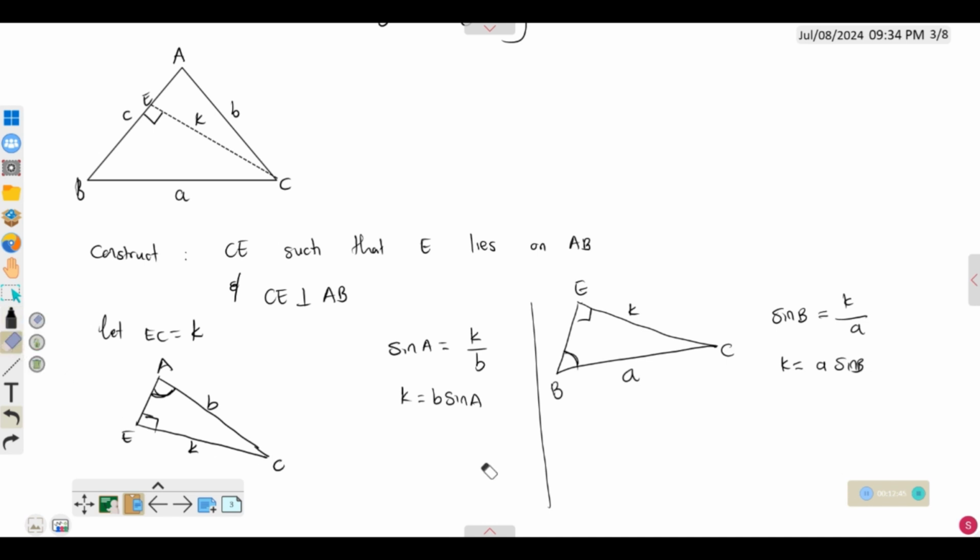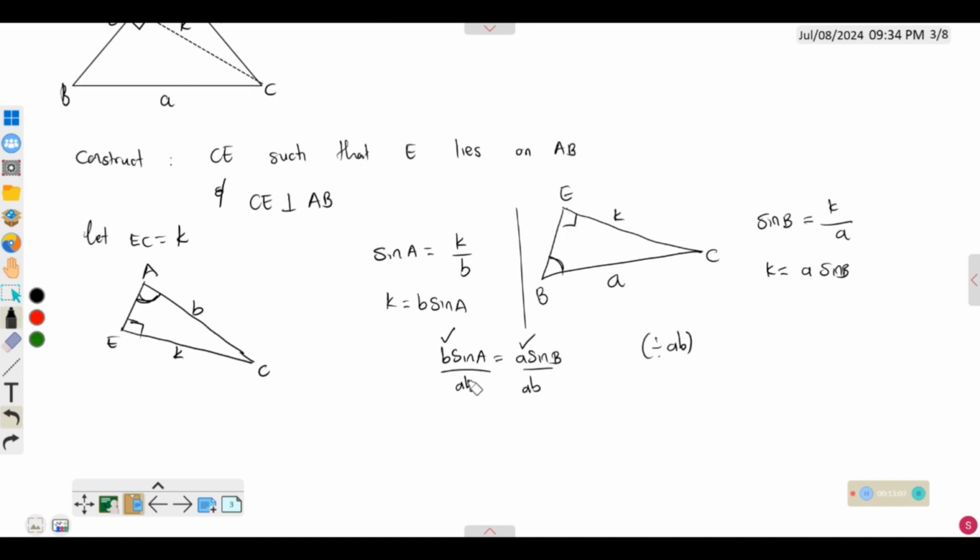Again, same process as the previous one. We equate the k's because we have two expressions of k. So b sine A is equal to what? Is equal to a sine B. Identify the coefficients again. The coefficient is b, the coefficient is a. So we are going to divide both sides by ab. Divide by ab, divide by ab. Right, and then what do we have? This cancels that, then we are left with sine A divided by a this side. And then this cancels that, we are left with sine B divided by b.